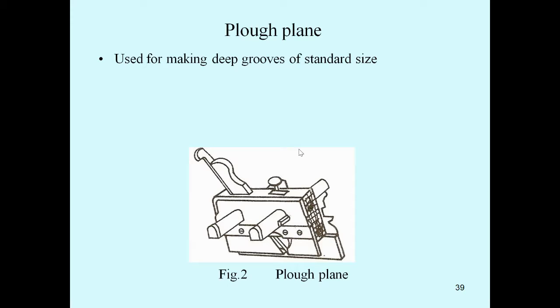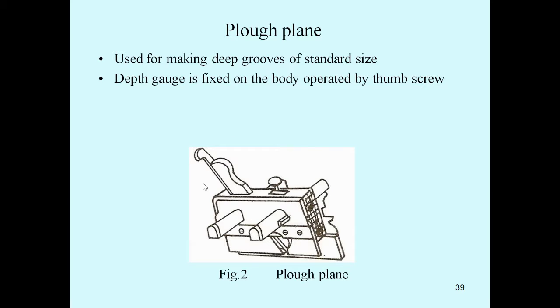Next, the depth gauge is fixed on the body and operated by a thumb screw. So on the body of this plough plane we have to fix the depth gauge, which is operated by the thumb screw. You can see here, this will be the thumb screw, and this thumb screw operates the depth gauge.